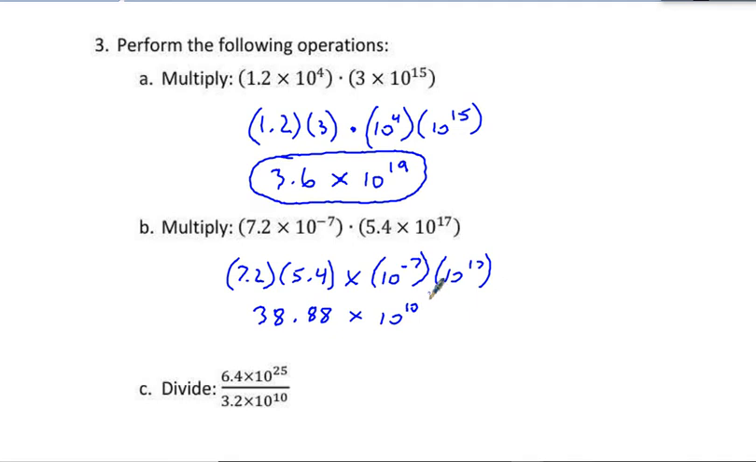The temptation in a question like this is to stop here. But this number here, 38.88, is not set for scientific notation because 38 is not between 1 and 10. It's not a single digit number in front of the decimal point. So I need to move to the left one place to give us 3.888 times 10. And now we have to think.